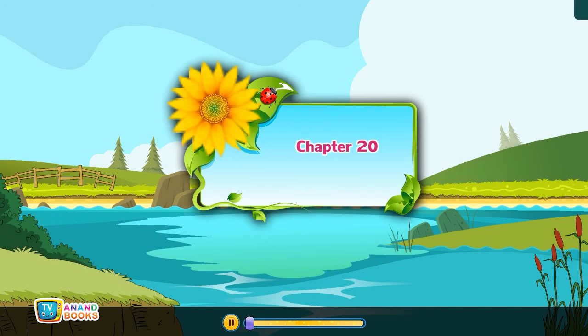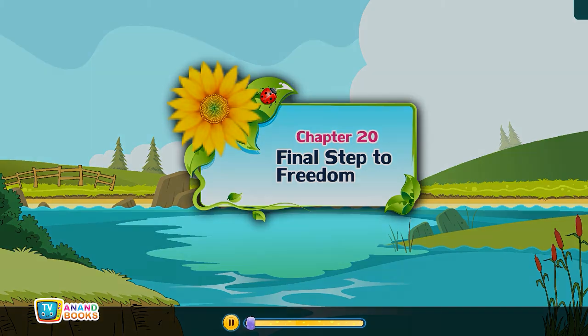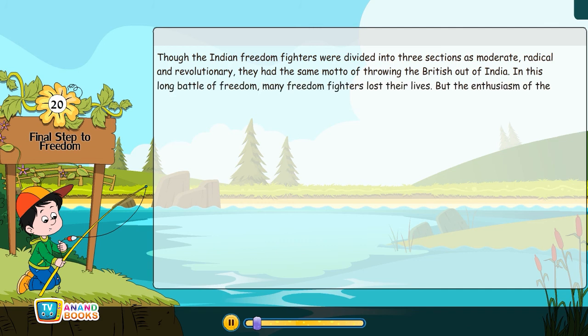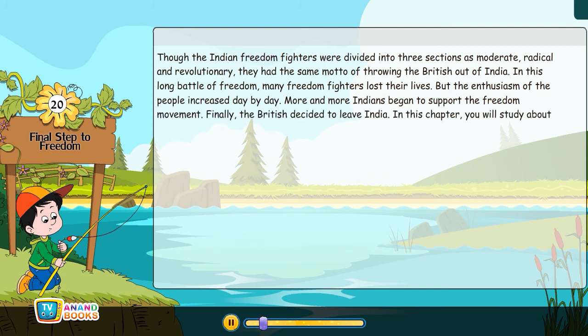Chapter 20. Final Step to Freedom. Though the Indian freedom fighters were divided into three sections as moderate, radical and revolutionary, they had the same motto of throwing the British out of India. In this long battle of freedom, many freedom fighters lost their lives. But the enthusiasm of the people increased day by day. More and more Indians began to support the freedom movement. Finally, the British decided to leave India.